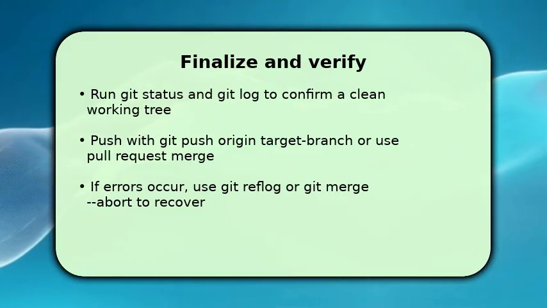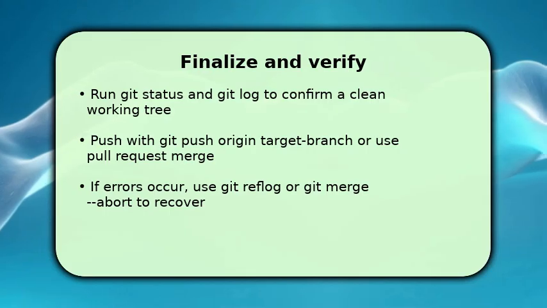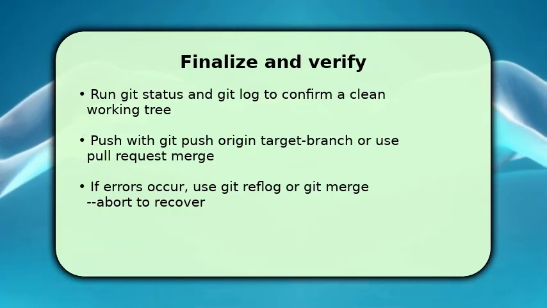Git reflog helps find previous states, and git merge abort or git rebase abort will revert the in-progress operation. Make sure tests pass before marking the task done.